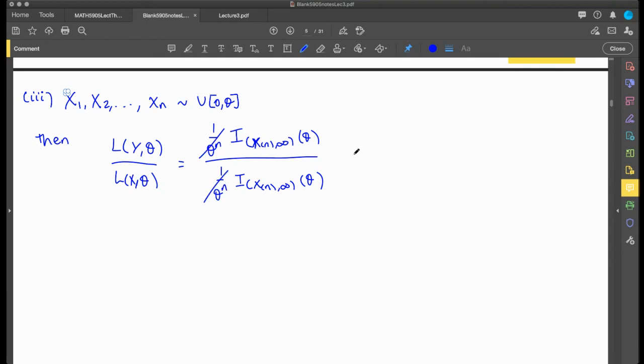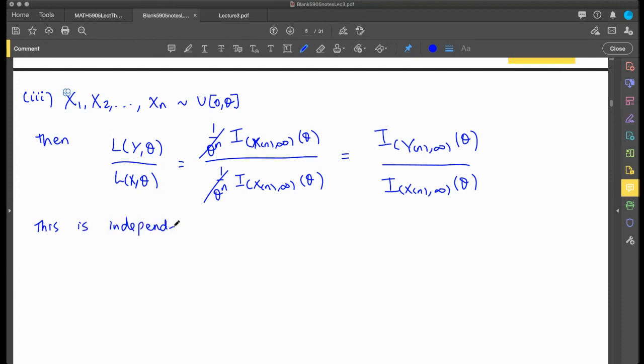Again, we're using the same theta, so they're constants. And so this ratio is actually just an indicator function for my y sample and an indicator function for my x sample. Now it turns out this is independent of theta. We'll have to do a bit more working to claim this, but let me just write it down first. This is independent of theta.